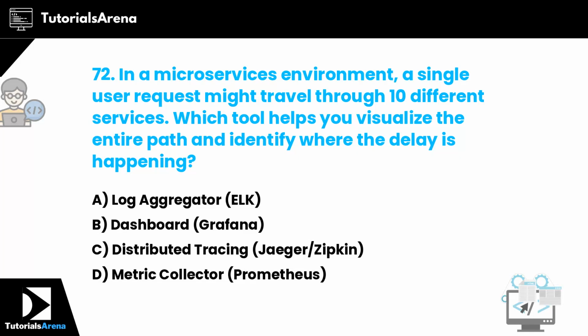72. In a microservices environment, a single user request might travel through 10 different services. Which tool helps you visualize the entire path and identify where the delay is happening? Answer is C, distributed tracing, Jaeger/Zipkin.